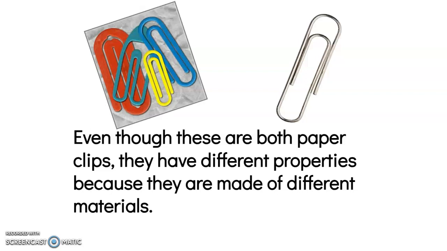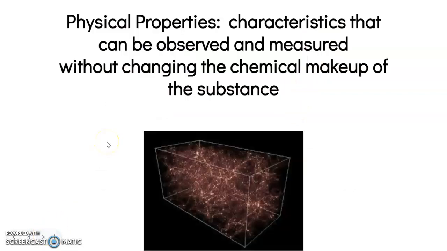You could also tell me about the thickness of the paper clips. The ones on the left are thicker and the one on the right is thinner. If you were able to hold these paper clips in your hand, they might have different textures because to me it looks like the ones on the left are flat whereas the one on the right is more rounded. So just because two things are similar, like in the same category of what we itemize them at, it doesn't mean that they have the same properties. So remember that physical properties are characteristics that can be observed and measured without changing the chemical makeup of the substance, right? So we're not changing the chemical makeup.